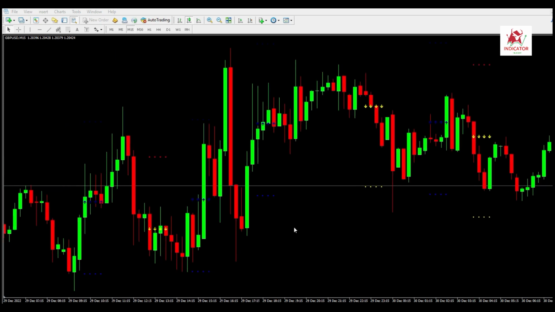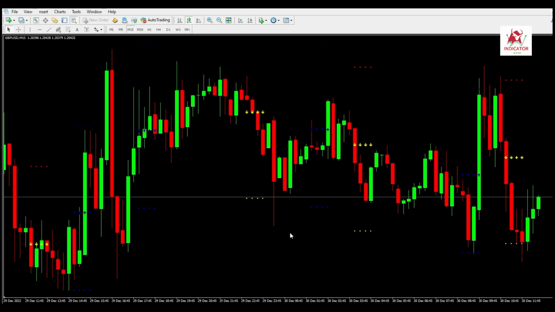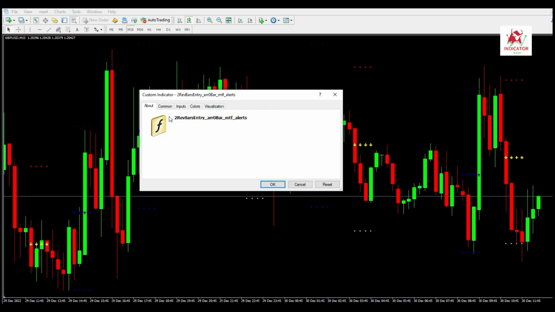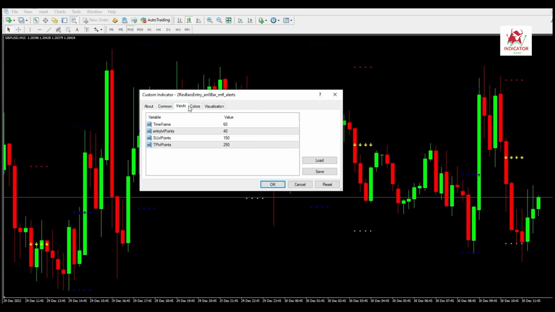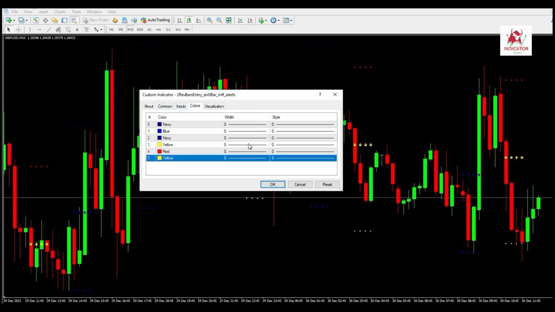The MTF inside bar indicator is a valuable tool which allows traders to view price action coming from multiple timeframes, even when viewing price from the lower timeframes.